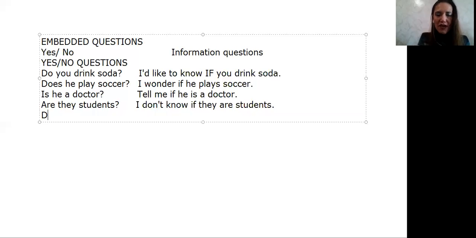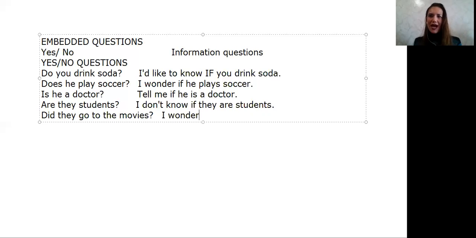What happens if I use past tense? For example, did they go to the movies? Okay, so I wonder what I'm going to do in past tense. I eliminate the auxiliary did, because in a sentence in past tense, we don't use auxiliary did unless we are emphasizing, so it's a different thing.